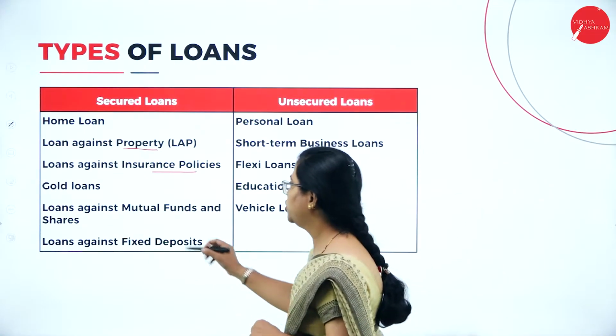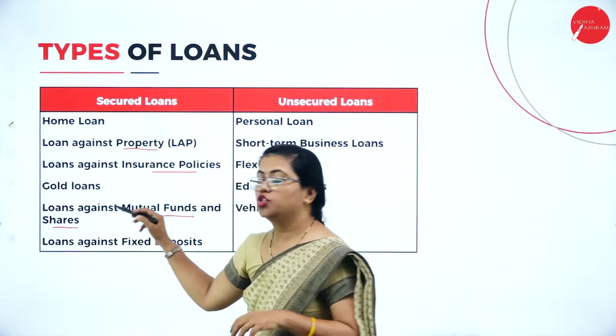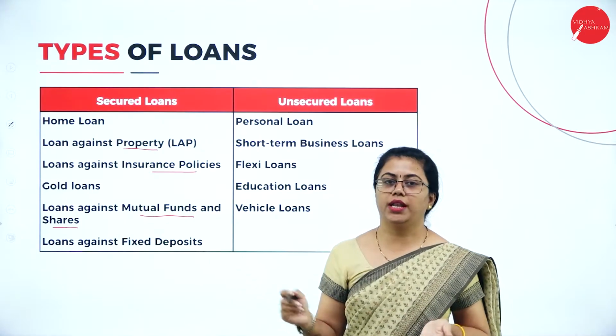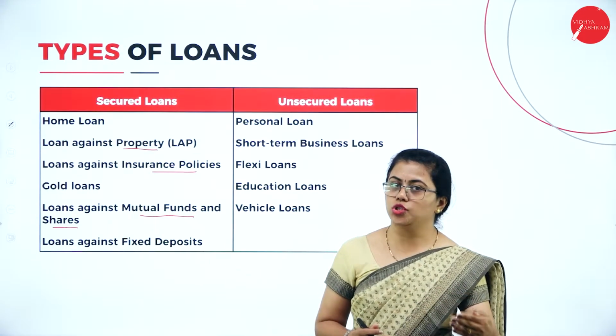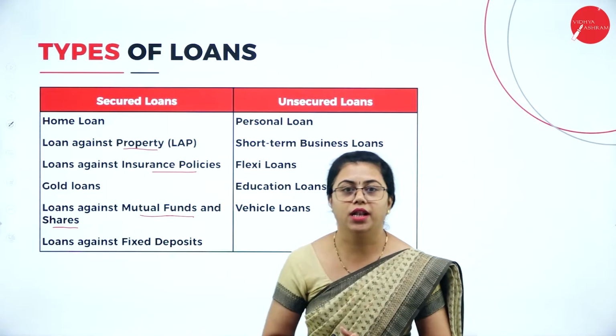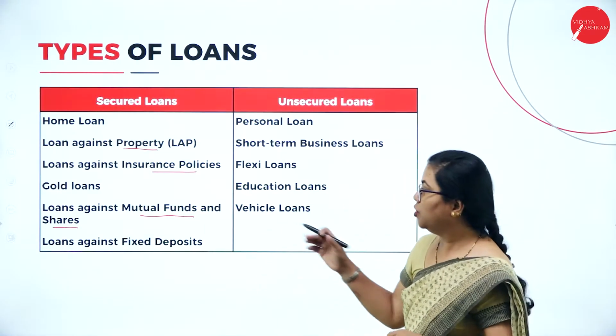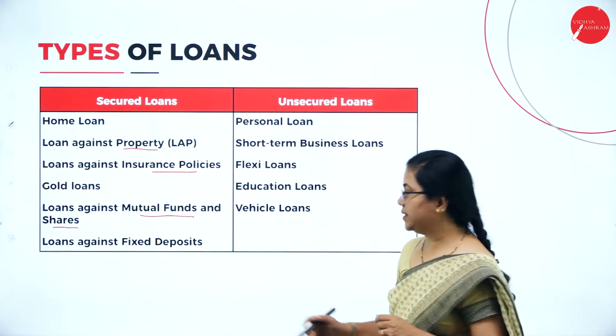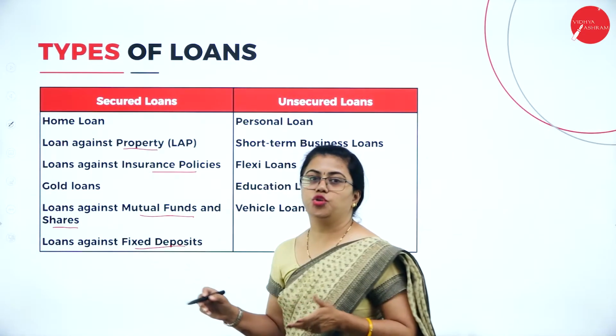Loans against mutual funds and shares. So these are also ways in which you can avail loans. Mutual funds also can be pledged, shares also can be pledged, and you can avail a loan from that. Loans against fixed deposits. So fixed deposits also will fetch you loans.